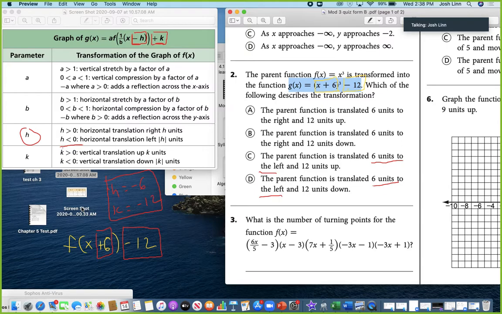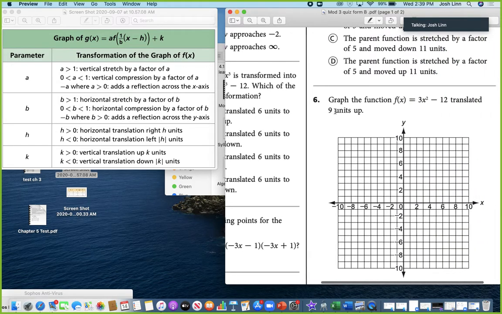Then we got our k equals negative 12. That's going to be our k value. So we look at our k. It is also a negative, so we're looking at this part right here. There's a vertical translation down k units, so it's going to go down 12 units. 12 units down. So your answer for that one is going to be D. Again, we're using this chart to figure out how these functions change.